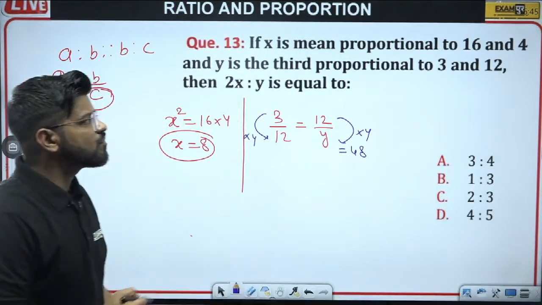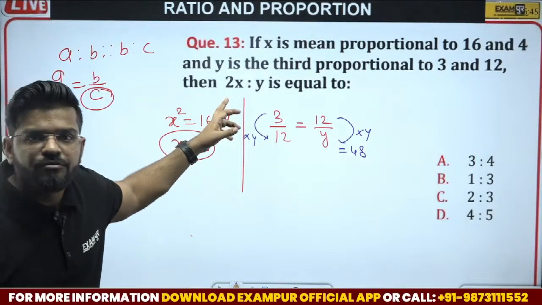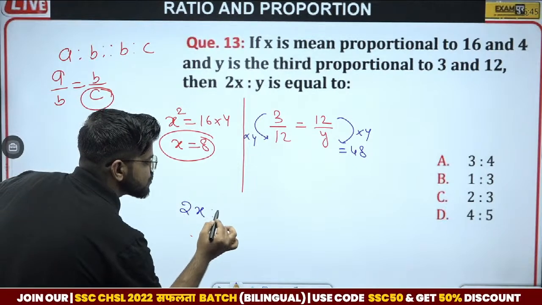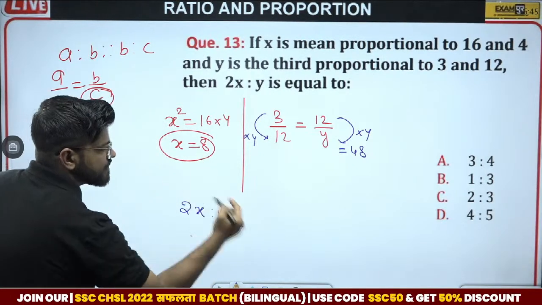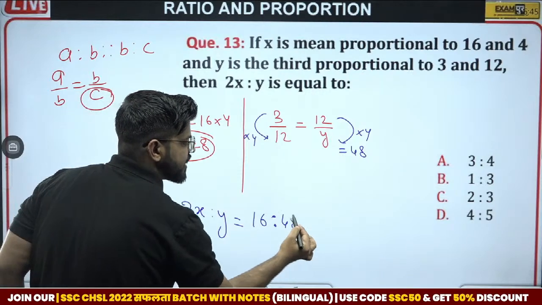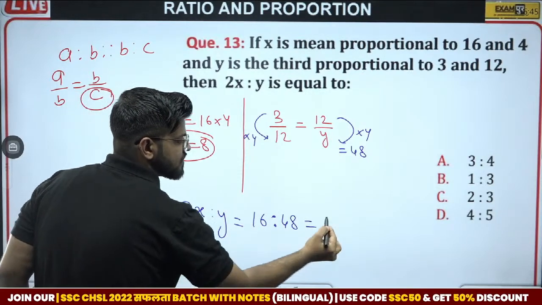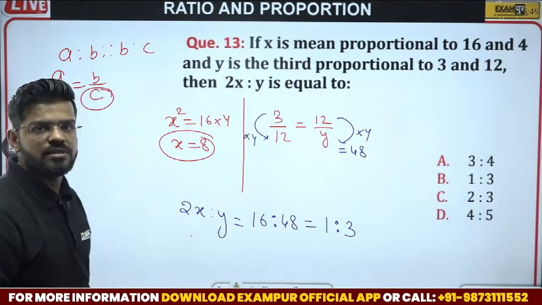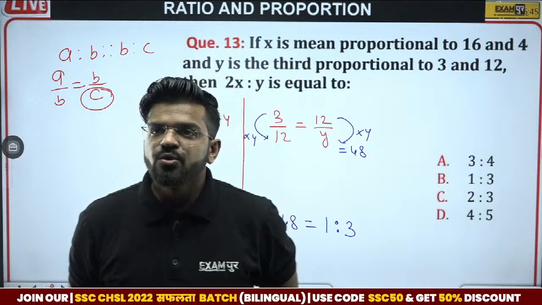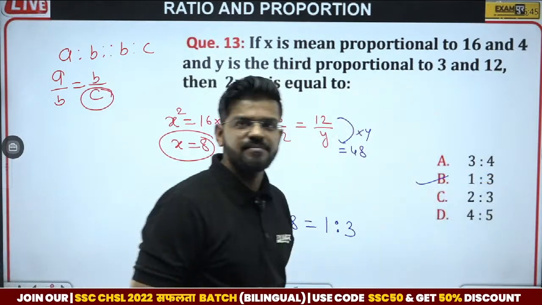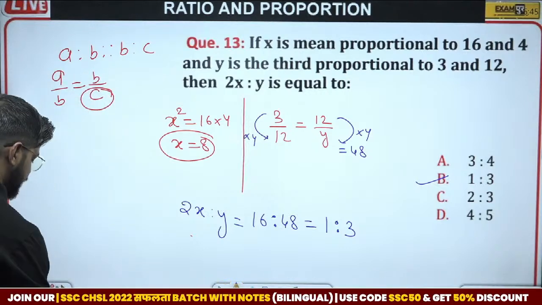And now we have to calculate the ratio of 2x is to y. Double of x is 16 and y is 48, as we have already calculated. So 16 to 48, 1 is to 3 is my right answer. So Lok got the right answer. Vinod, very good, superb, excellent.